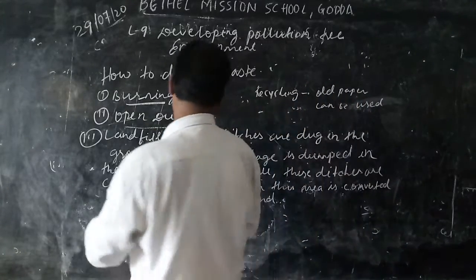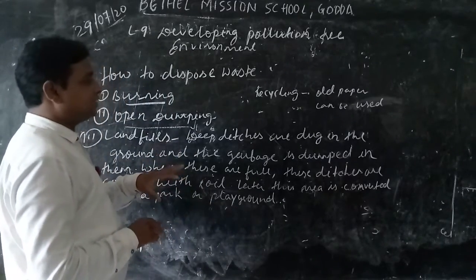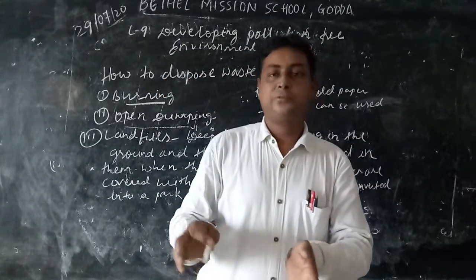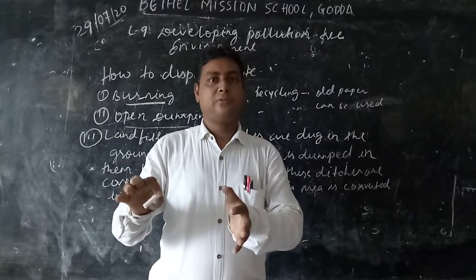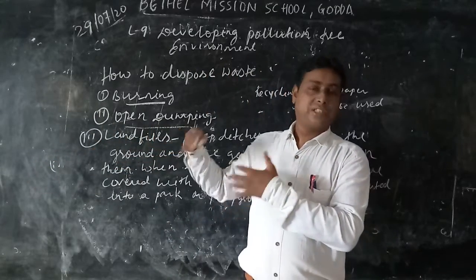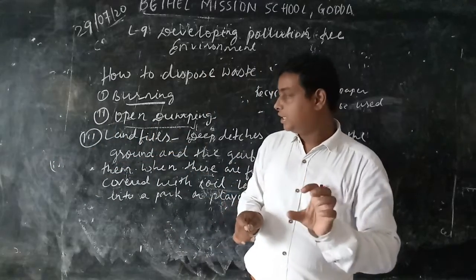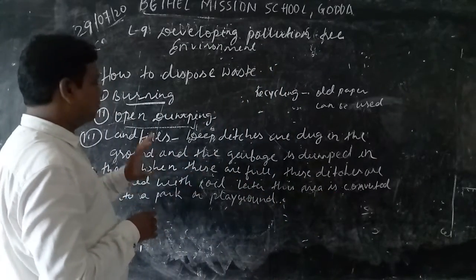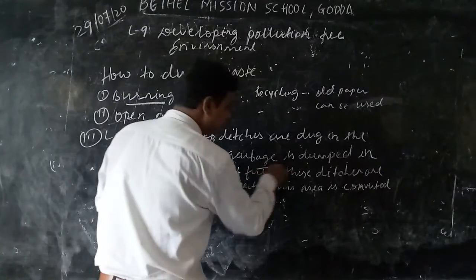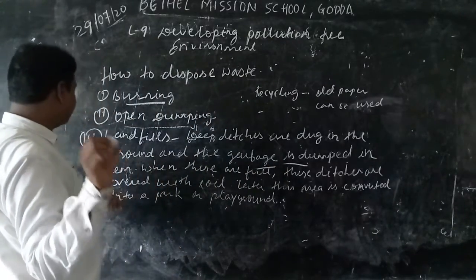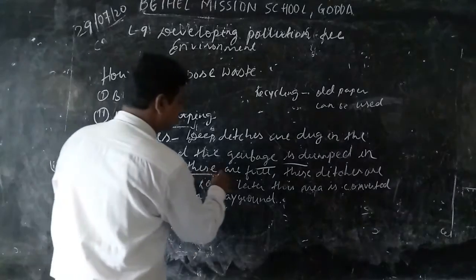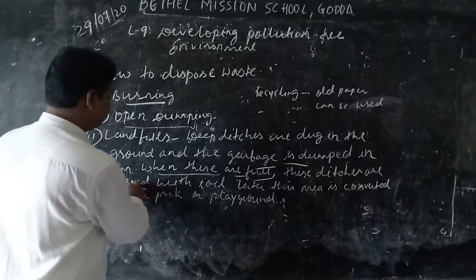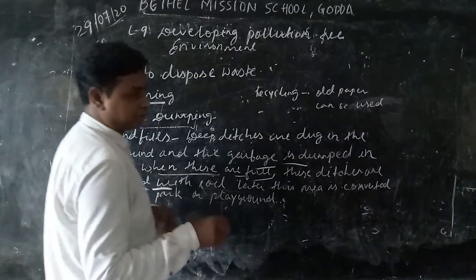So next is landfills. In this process, deep ditches are dug in the ground. First, we collect all the waste materials, and they are taken out of the city. Then, in the soil, deep ditches are dug in the ground, and this garbage is dumped there. When these are filled, they are covered with soil.